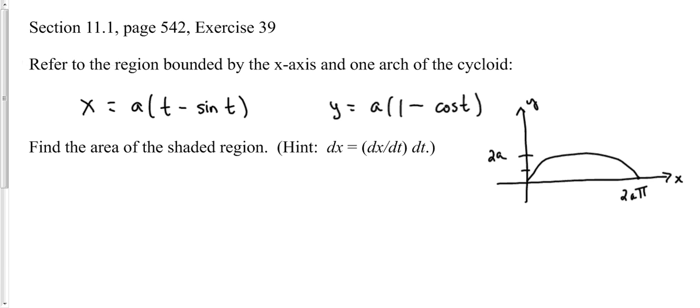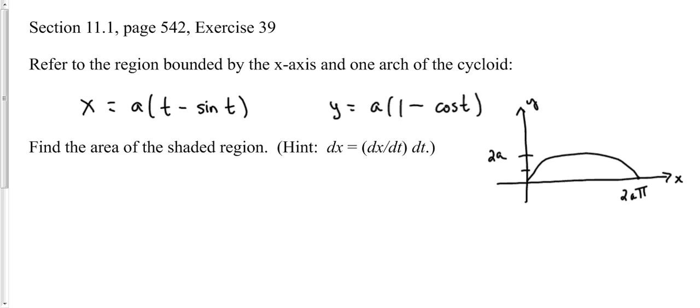Let's do section 11.1, page 542, exercise 39, which reads, refer to the region bounded by the x-axis and one arch of the cycloid x equals a times (t minus sine t), and y equals a times (1 minus cosine t). For exercise 39, we're supposed to find the area of the shaded region, and I've drawn the graph over here. There's a hint, which reminds us that dx is equal to dx/dt times dt.